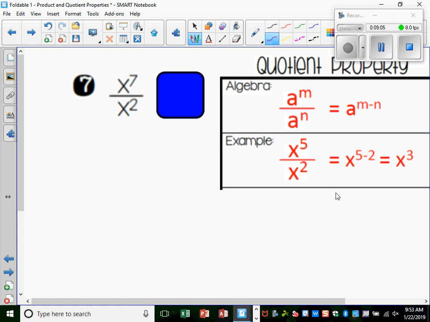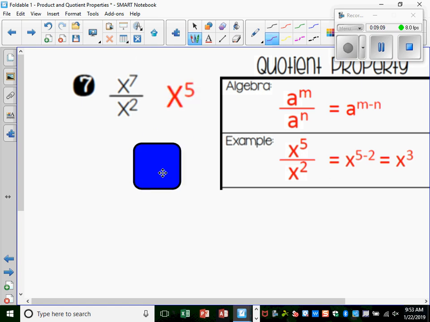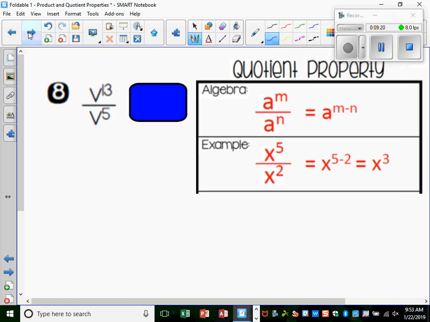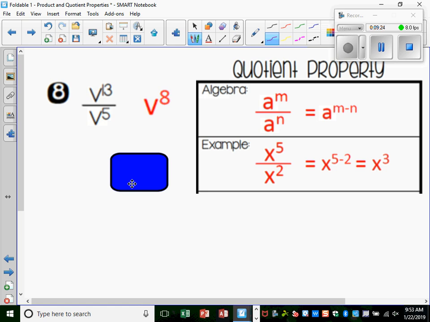All right, so here we go. So this is what we're doing over here. So we're just going to take these two numbers and subtract. You get x to the 5th. Okay, it's not a hard concept. You just simply subtract them. All right, for number 8, same thing. 13 minus 5, we have b to the 8th. Subtract the like bases.